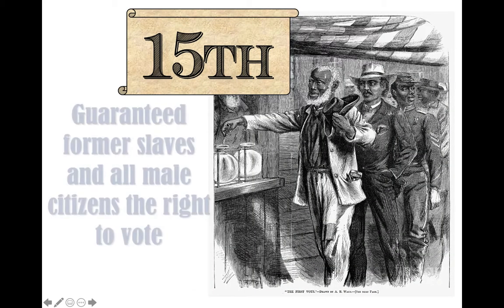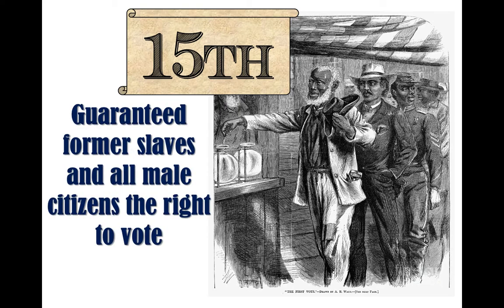The 15th Amendment guaranteed former slaves and all male citizens the right to vote. This would get interesting because some government systems put in a poll tax, which we would later make illegal in our Constitution as well. The poll tax was a way to keep former slaves from voting even after the 15th Amendment was in place. But the 15th Amendment was supposed to guarantee them the right to vote. And this was in 1870.